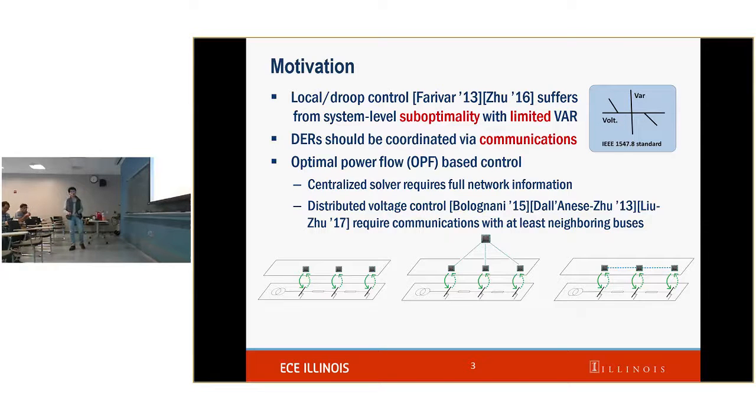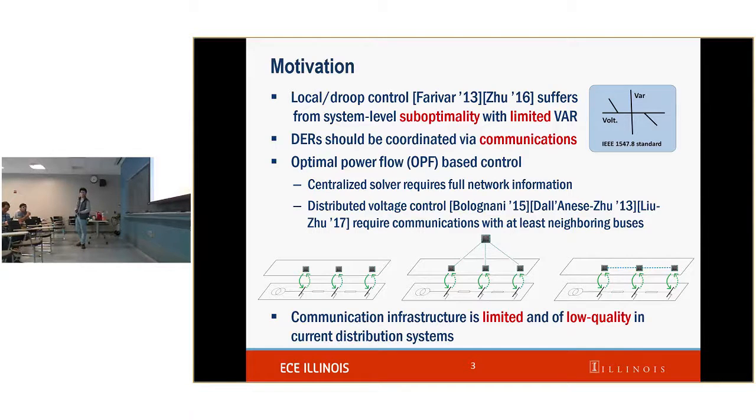The first one is called the local one. They take local measurements and make local decisions. And the second one is called the centralized one. There is a central controller in charge of all the buses. And the third one is the distributed one. However, the fact is that in the current distribution systems, the communication infrastructure is very limited and of low quality, which makes some of these algorithms not even implementable.